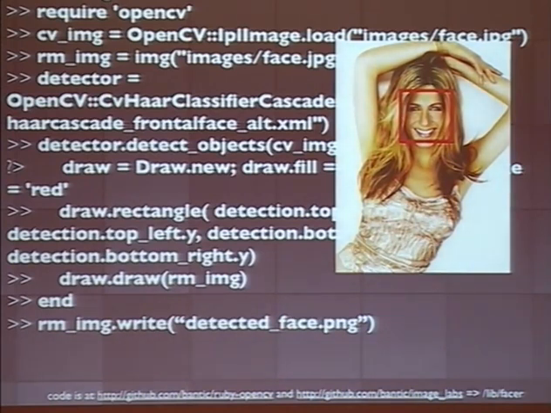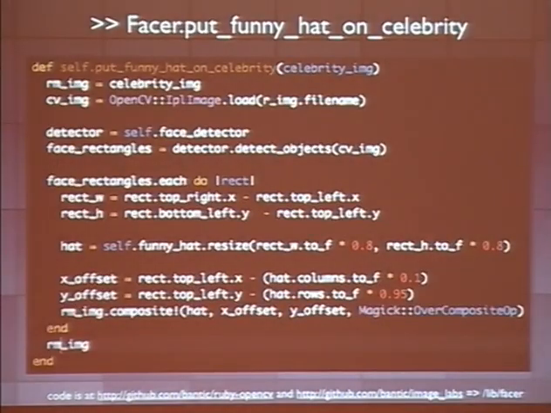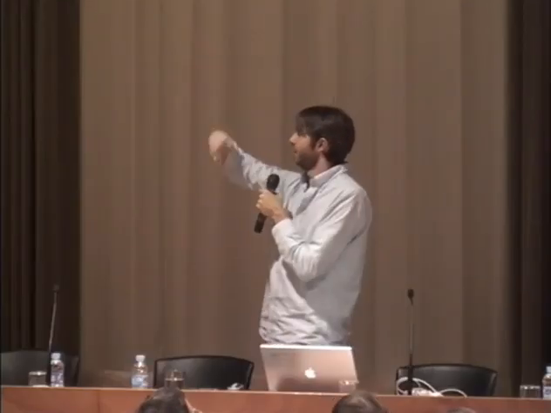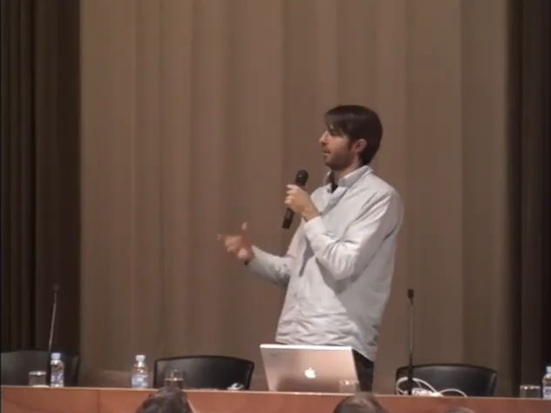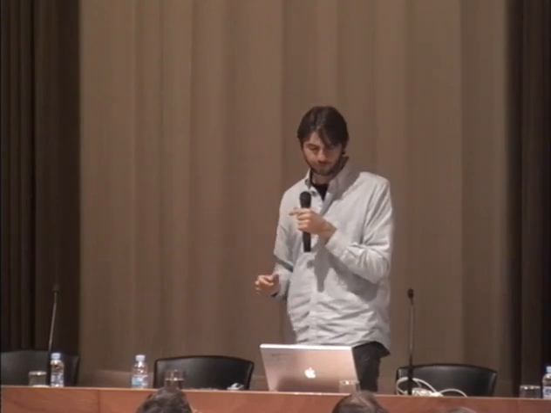And I know a crowd like this can come up with a bunch of better ideas or more noble uses for this than I did, which was this method. It's included in the repo, called the put a funny hat on a celebrity method. And this just basically does the same thing if you look through this code as the code snippet that I showed you before, except this time instead of drawing that rectangle, we're going to resize a little hat to match the shape, the size of the face, and move it up a little bit to the left, so it looks like it's actually on top of the head.